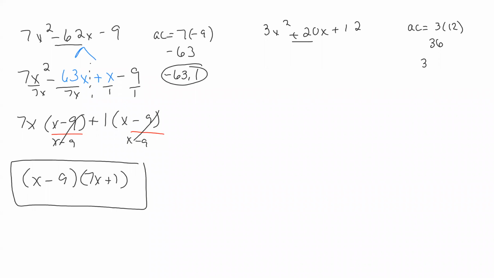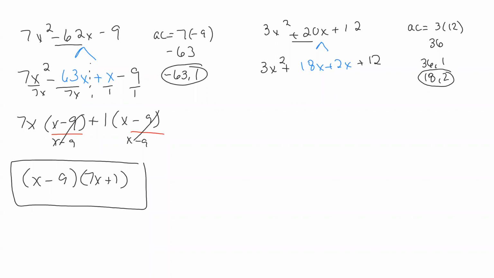So I could try 36 and 1. I could try 18 and 2, and that happens to work. So I'm going to do 3x squared plus, remember, we're going to break down 20x as 18x plus 2x, and then plus 12.